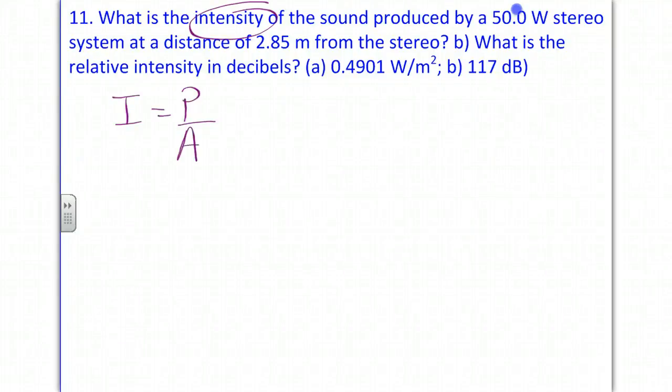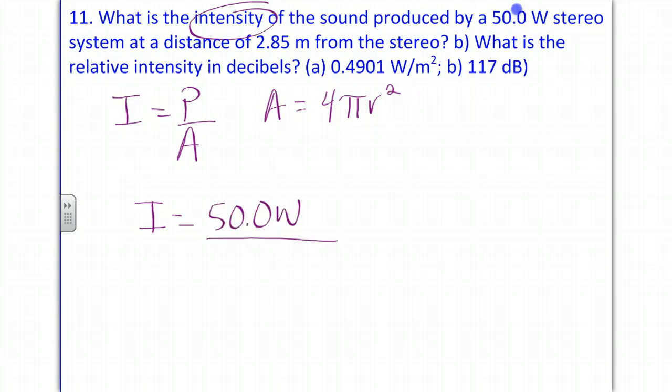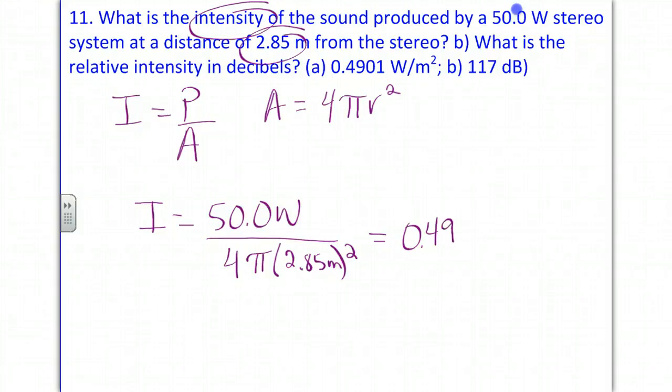Number 11, I want you to determine the intensity of the sound. And we're going to use intensity equals power over area. Remember that area is equal to 4 pi r squared. And so we will take intensity equals the power, 50.0 watts, divided by 4 times pi times the radius, which is 2.85 meters, and that's squared. When we solve this, we get 0.49 watts per meter squared.